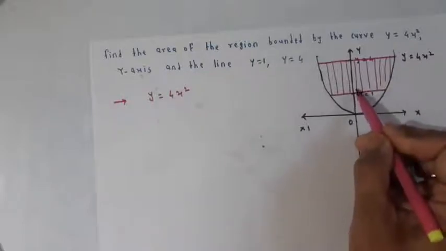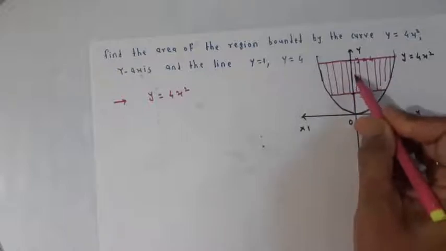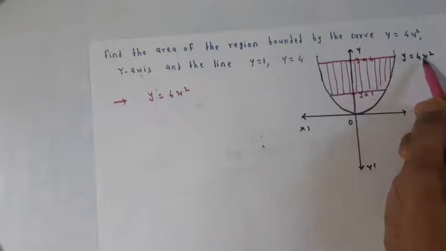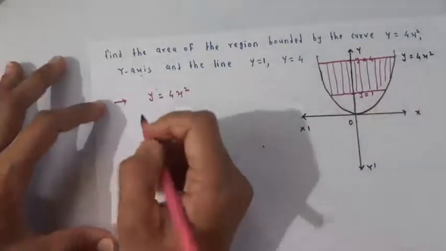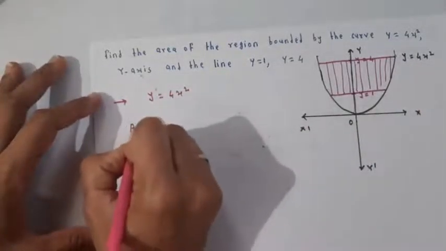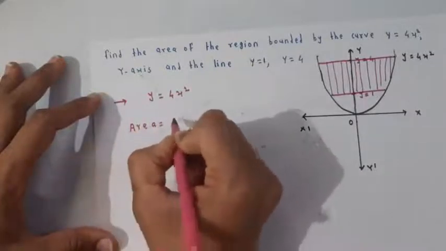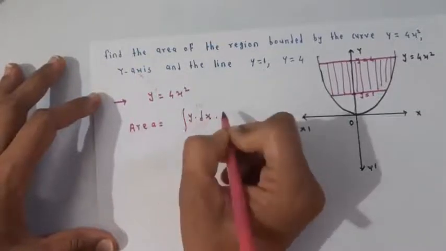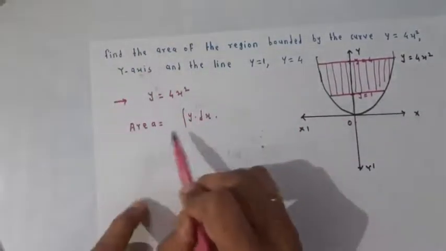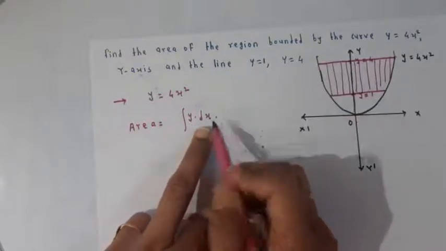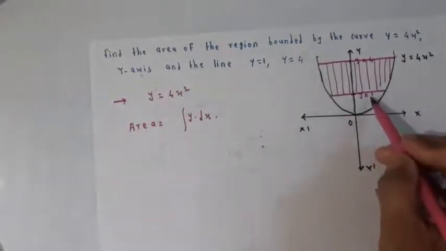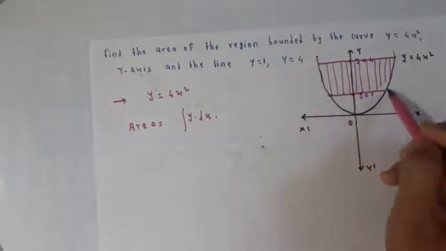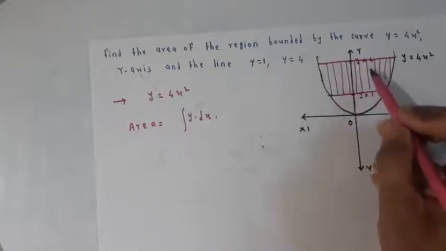So y equal to 1 to y equal to 4, from here to here, and the curve is here, y equal to 4x square. So the area equal to integration of y with respect to x. But we take integration of y with respect to x, but directly we have been given the lines y equal to 1 and y equal to 4. Means this is the line. Okay, and according to this line we have to find out the area.